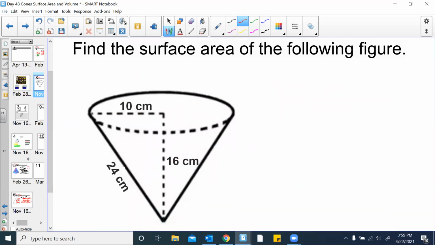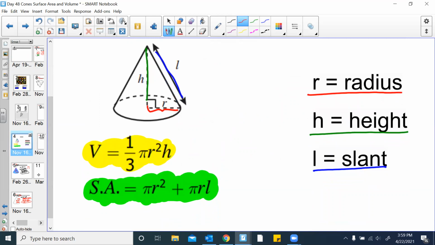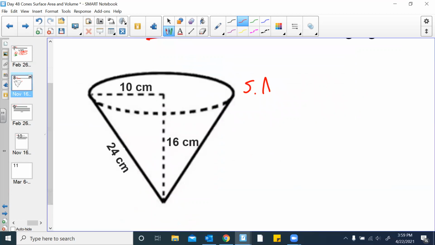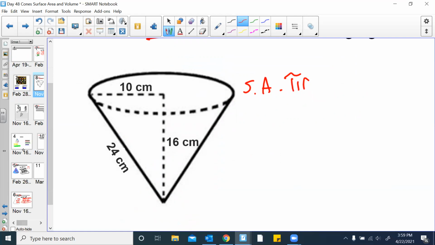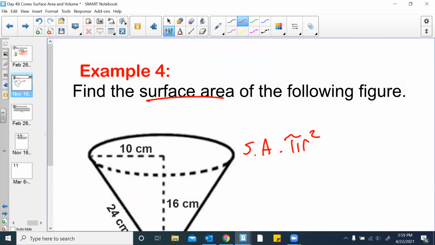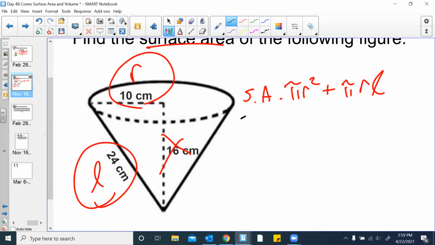All right, surface area of a cone. Again, surface area: pi r squared plus pi r L, pi r squared plus pi r slant. Something I noticed is I don't need the height. They give me my radius, which is nice, and they give me my L, which is nice. So I don't have to do a lot of work here. It's just plugging in and letting the calculator do the work.